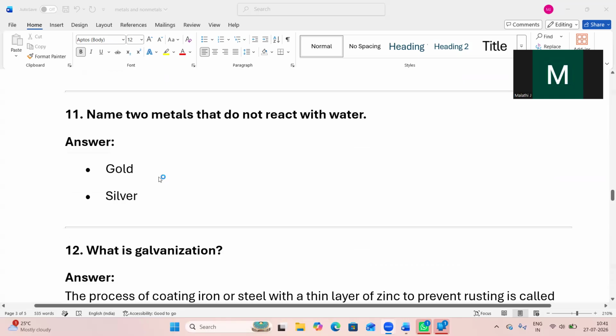Then, name two metals that do not react with water. Gold and silver are very less reactive with water and air. Some metals do not react with air and water, that is gold and silver. That is why gold and silver are used to make ornaments. If you wear the ornaments, they will not react with water.